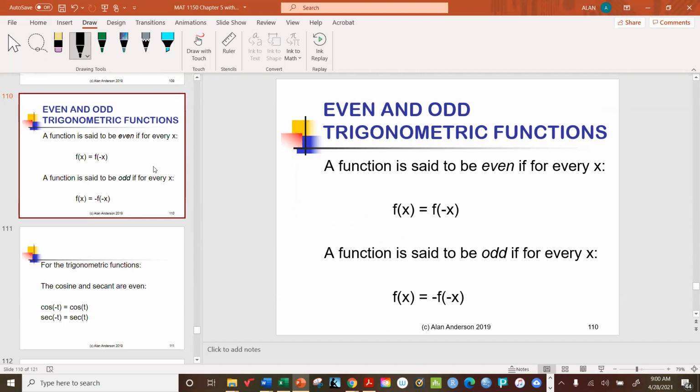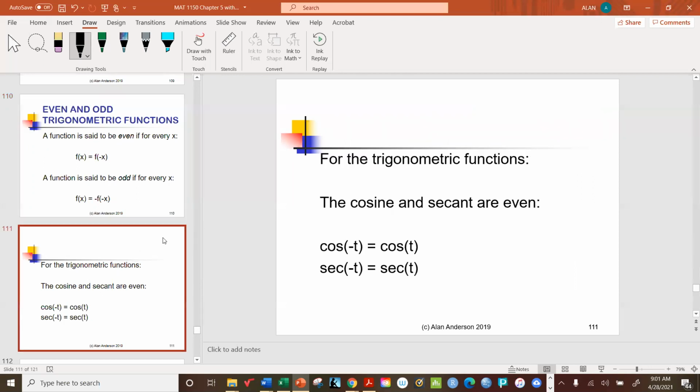It turns out this applies to the trig functions. I won't ask you to memorize this. This is just for your own interest. It turns out, and we can prove this with the unit circle, that the cosine and the secant are even functions. So no matter what t is, the cosine of t and negative t are the same. The secant of t and negative t are the same.